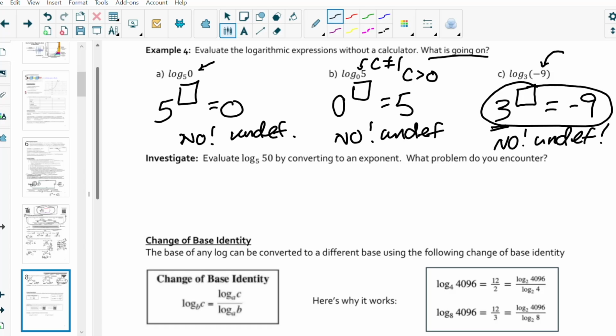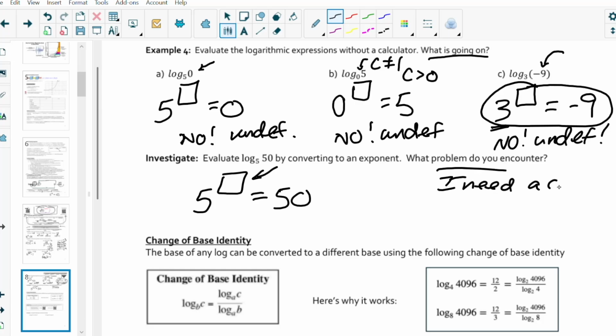Investigate. Evaluate log base 5 of 50 by converting to an exponent. So take the base. What exponent do I apply to get to 50? Well, there is such a number, but it's not going to be a whole number. So this is where you need a calculator. What problem do you encounter? I need a calculator.